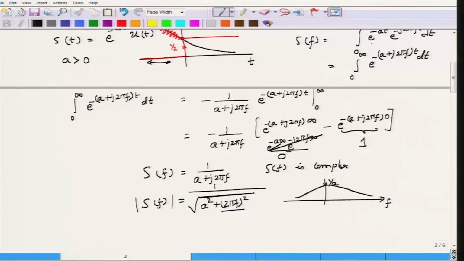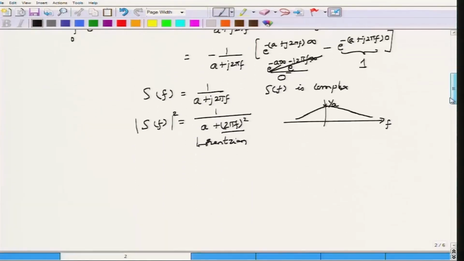Such a description, or rather when you square S of f, then the square root will go away. This function is widely used in lasers, and you can actually show that lasers will have such a characteristic. This function is called a Lorentzian. We will see this Lorentzian when we discuss the line width of a laser later.